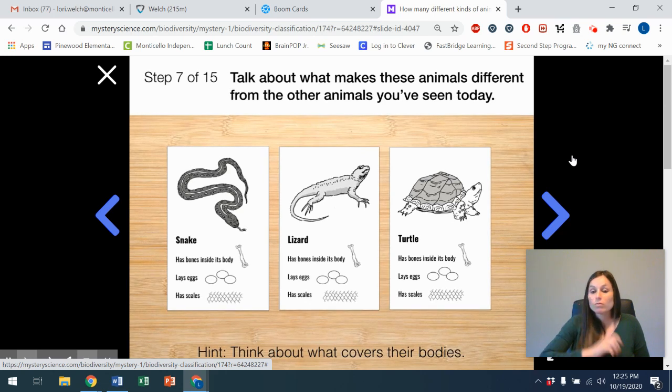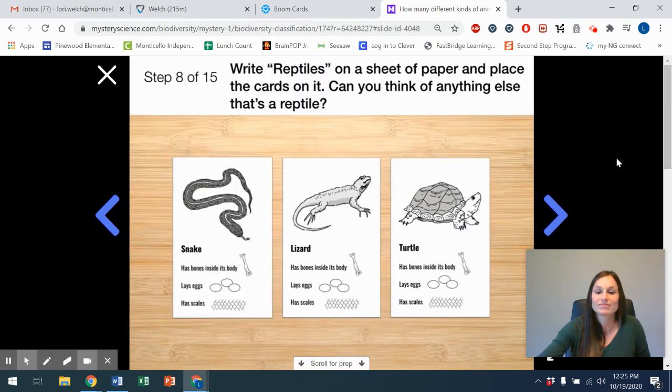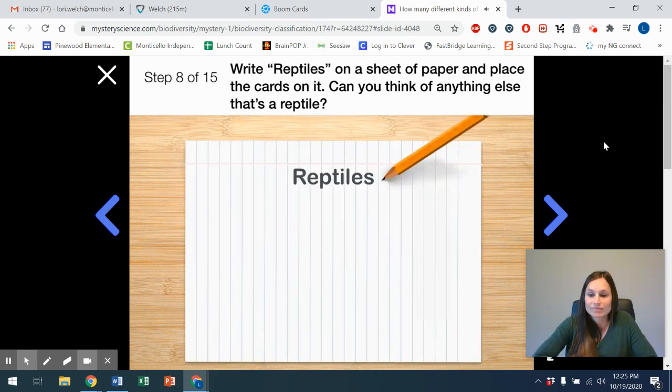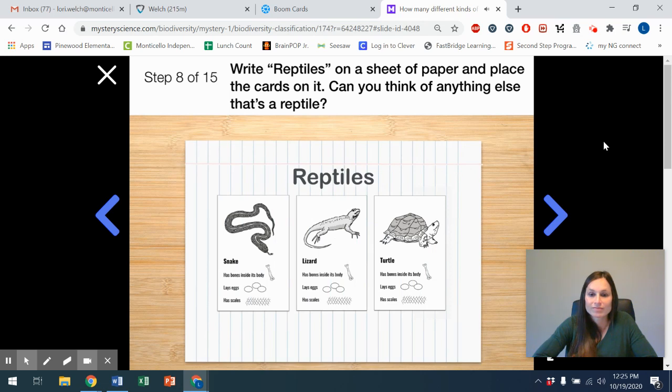What category could we put these animals in? Can you think of a name? There's a hint. Think about what covers their bodies. These animals have some characteristics in common, don't they? They all lay eggs and have bones, but they also have scales. Maybe you know what this group is called. They're reptiles. Write reptiles on a sheet of paper. Put these cards on there, and then think about this. Given the characteristics they have in common, can you think of anything else that's a reptile?